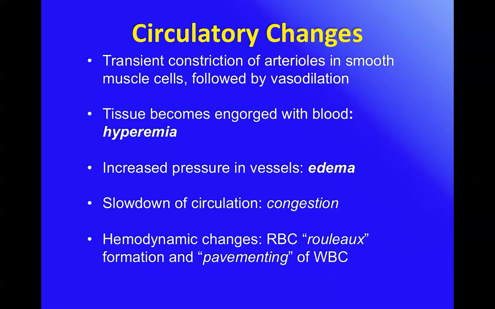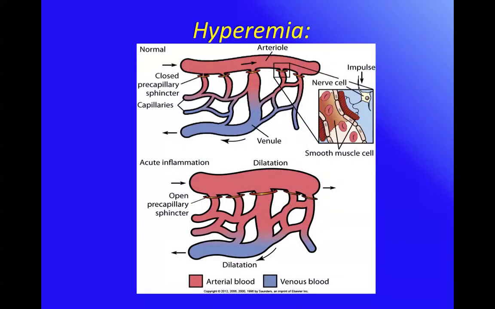Red blood cells form stacks called rouleaux. White blood cells also migrate toward the margins of the vessel's interior space in a process called pavementing. These circulatory changes lead to hyperemia.